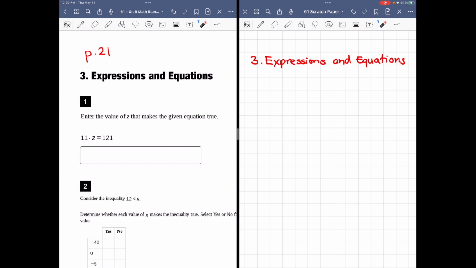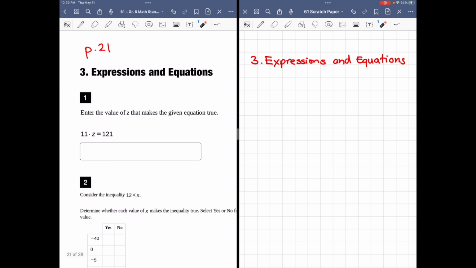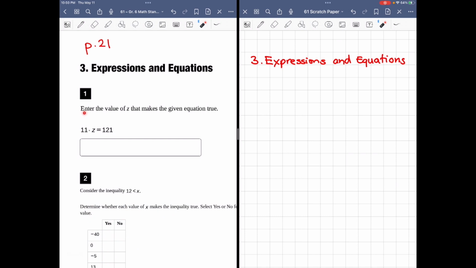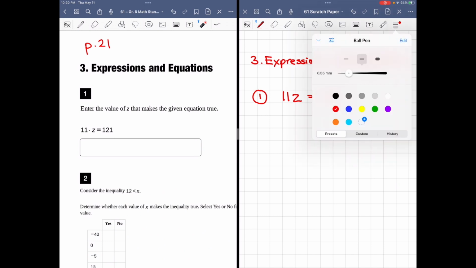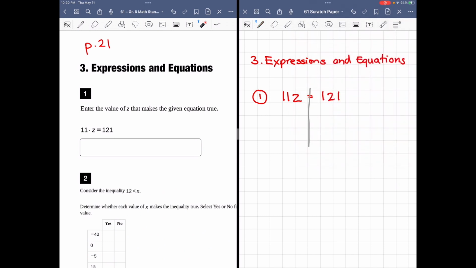All right, here we go with problem number 1. It says, enter the value of z that makes the given equation true. And the equation is 11 times z equals 121. So on your scratch paper, here's problem number 1. Write down 11 times z equals 121. And go ahead and draw a line straight through the equal sign, and label it left and right.